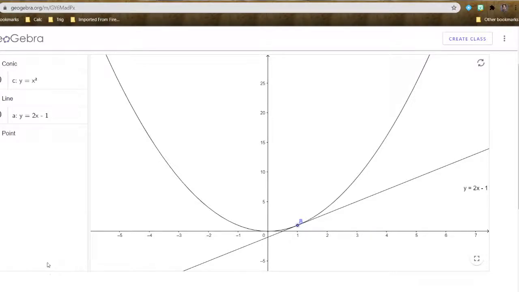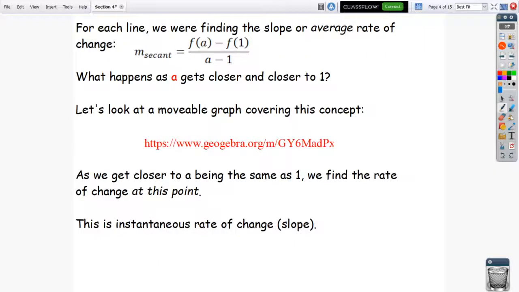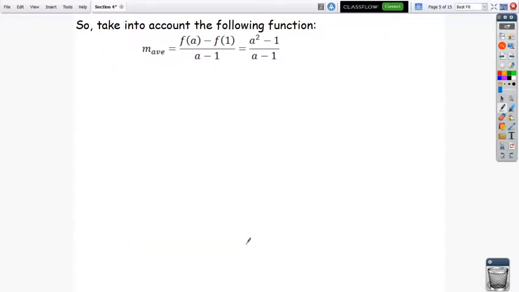Oh, I don't have a shortcut for that, so I just have to turn it off there. There we go. So you call it instantaneous rate of change, or what we call the tangent slope. All right? So let's go a little bit further.